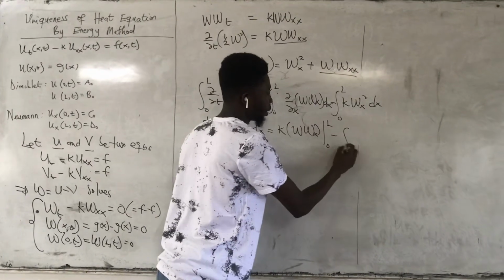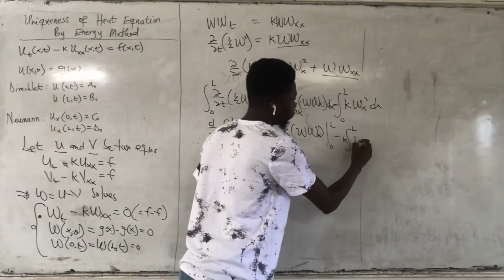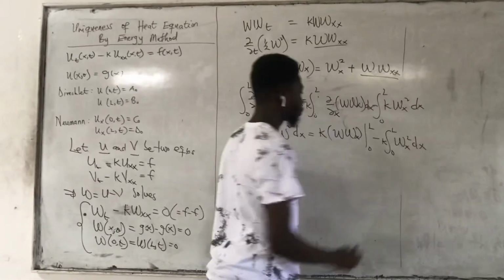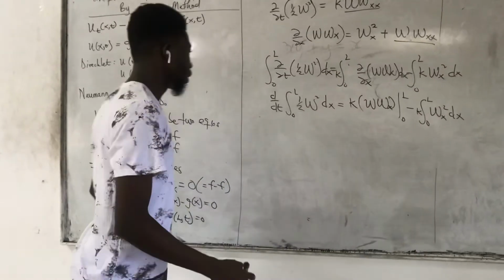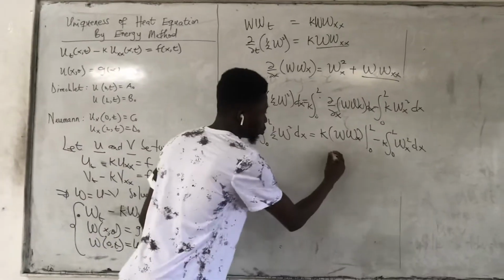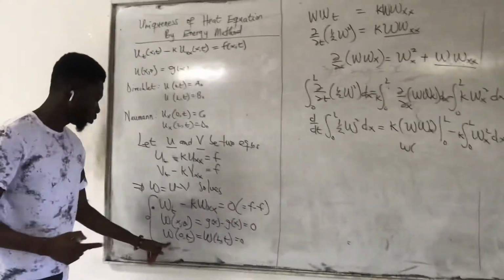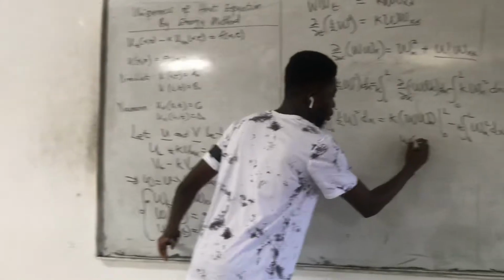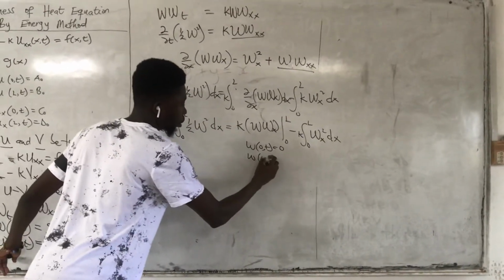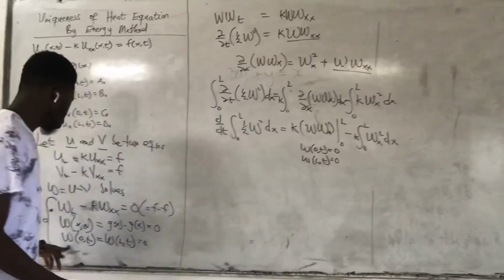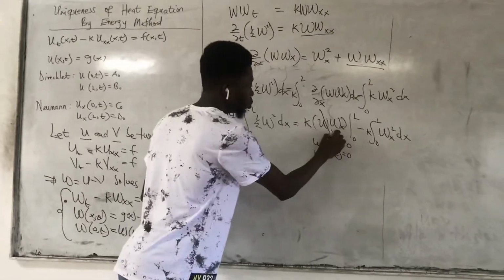And we have minus the integral, we can also write the k here, of w_x squared dx. So from here, we just quickly evaluate the expression we have here. However, for the evaluation of that expression, remember from our boundary condition that w(0,t) is equal to 0 and w(L,t) is also equal to 0. So quickly, the evaluation of the expression here immediately goes to 0.